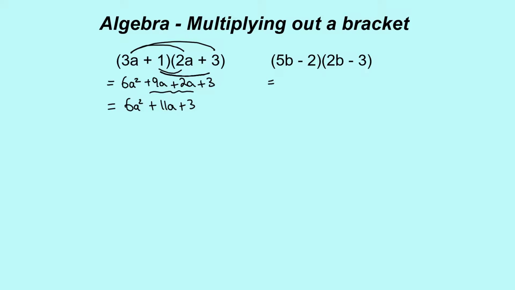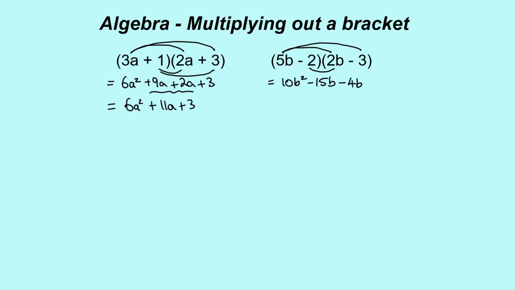Sorry, I forgot to put the second line under here. So let's go back. We've got 5b times 2b. That's 10b squared. Then 5b times the negative 3. So that's going to give us a negative answer. It's going to give us negative 15b. Underneath, we're timesing the negative 2 by the 2b. That would give us negative 4b.